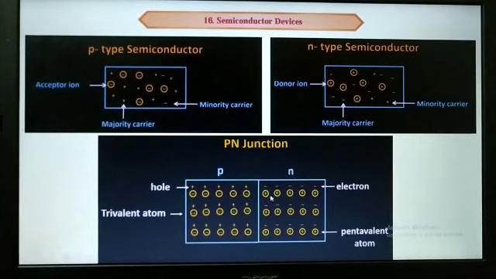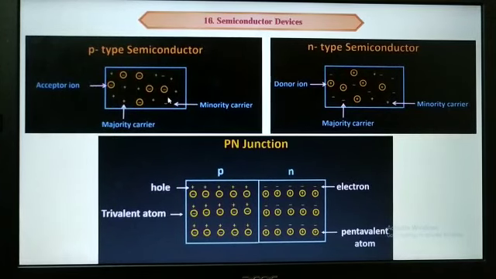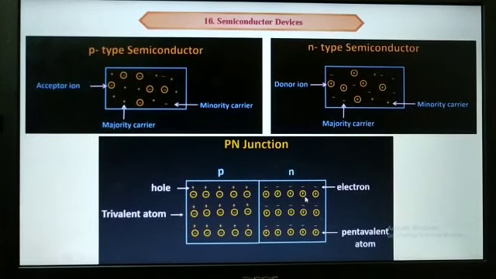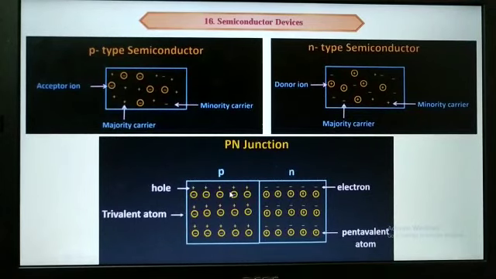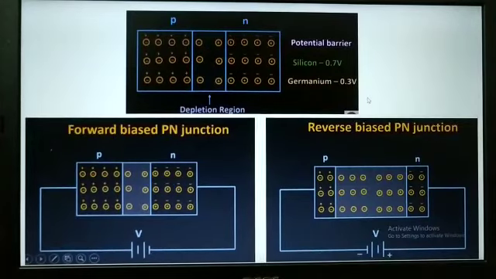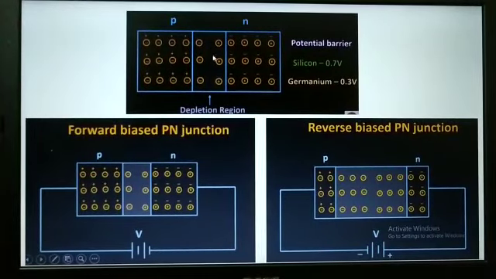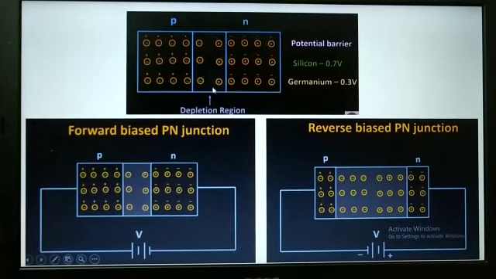When we join p-type semiconductor with n-type, there will be some transfer of electrons and holes between them. As we have seen, p-type has majority carriers as holes, so some holes will transfer from p to n, and some electrons will try to come from n to p region, right? When this process continues, a depletion region is formed at the junction.